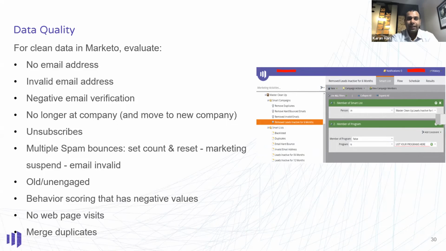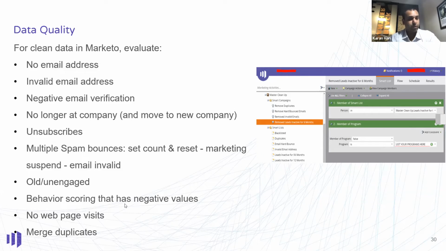For clean data in Marketo, there are a couple of important things that we need to evaluate from time to time to ensure that the data is clean, especially at the beginning of the year, so that you have a seamless and clean data endeavor going forward. So monitor no-longer-at-company and invalid email addresses in your database, negative email verification, and people who are no longer at the company or perhaps moved to a new company. Perhaps use a data enrichment tool, or consider removing them from your database.